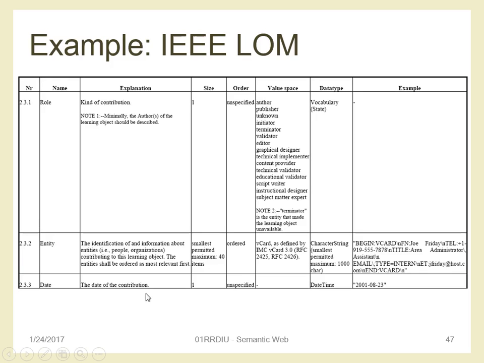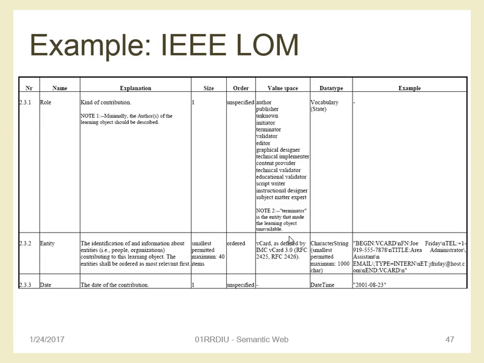So for the date, the data type is written: datetime. The entity is suggested using the vCard standard, to express it as already defined. And about the role, there is the value space. It's written that a contribution can be by an author, by a publisher, can be unknown, can be initiator, terminator, validator, editor, graphic designer, and so on.